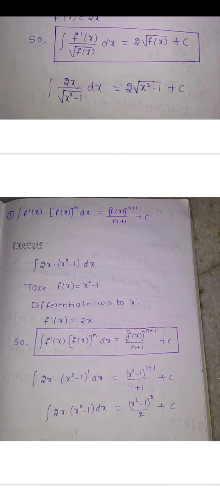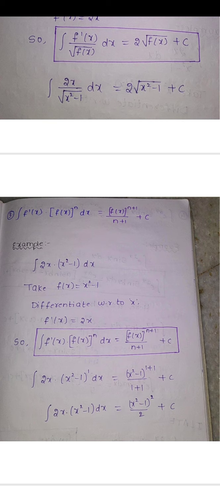Integral f dash of x into f of x whole power n dx is equal to f of x whole power n plus 1 by n plus 1 plus c. See one example. Integral 2x into x square minus 1 into dx. Take x square minus 1 equal to f of x. Differentiate that with respect to x. F of x with respect to x means f dash of x. Differentiation of x square is 2x. Differentiation of constant is 0. So f dash of x is equal to 2x.